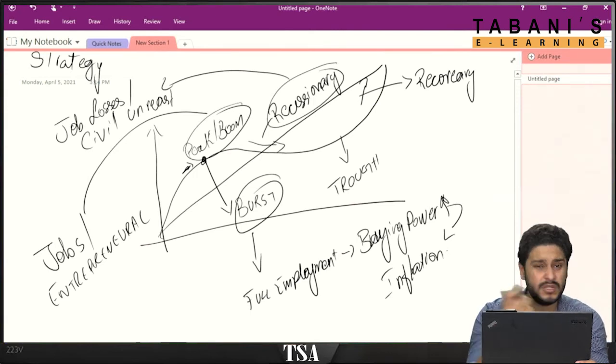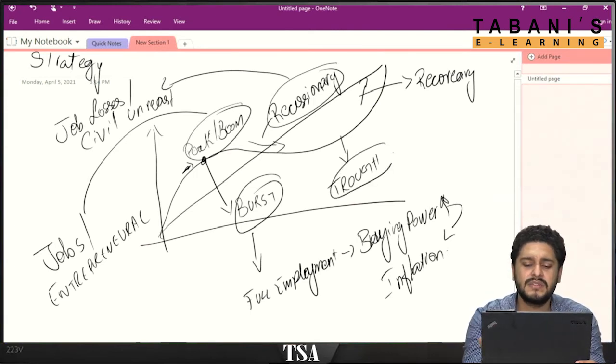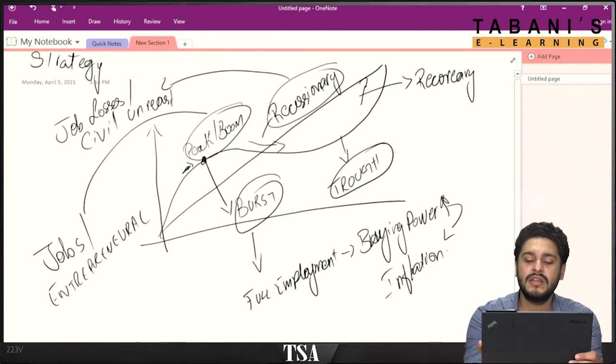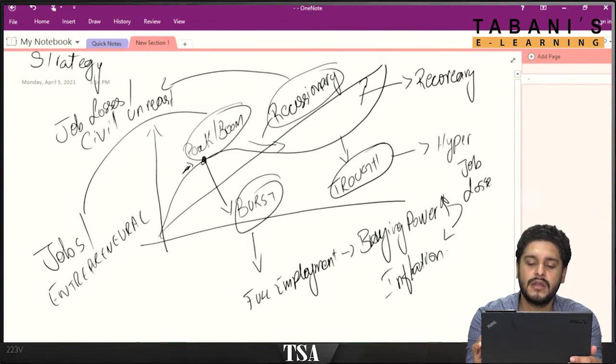Then comes the lowest possible phase. If the recessionary phase is not identified on an early basis, we might reach the lowest possible area, that is the trough phase, in which we may go for hyper job losses and ultimately a great depression.